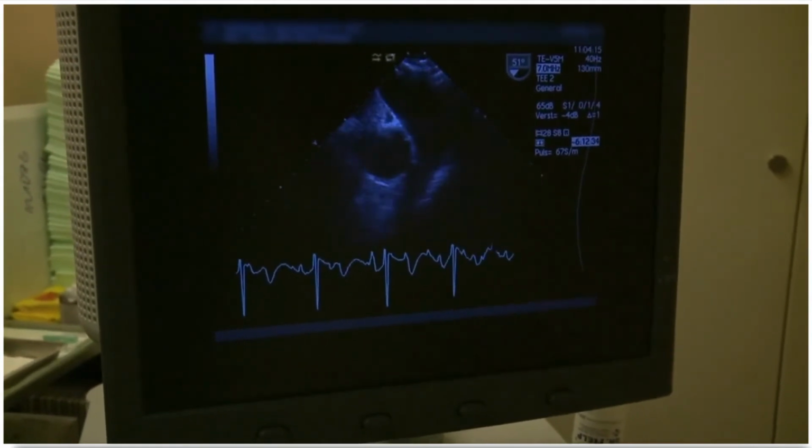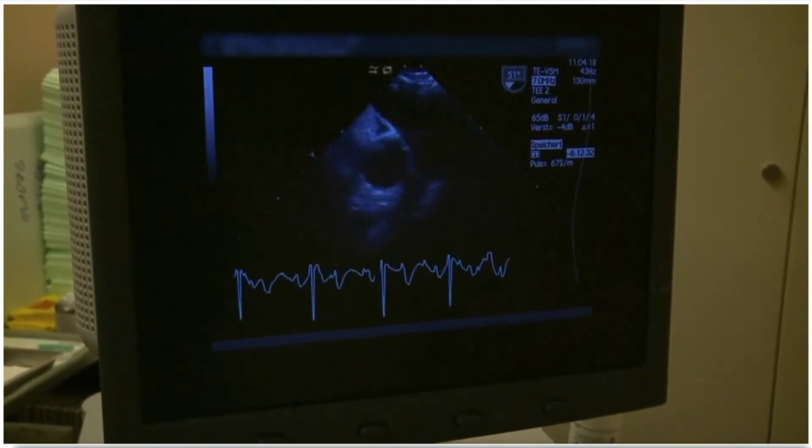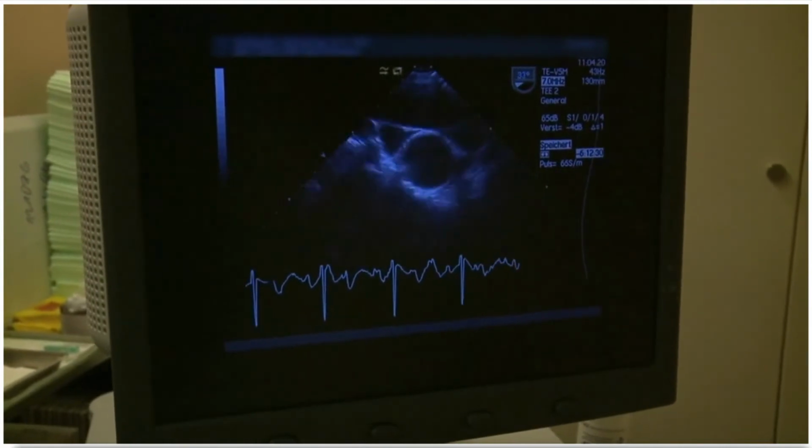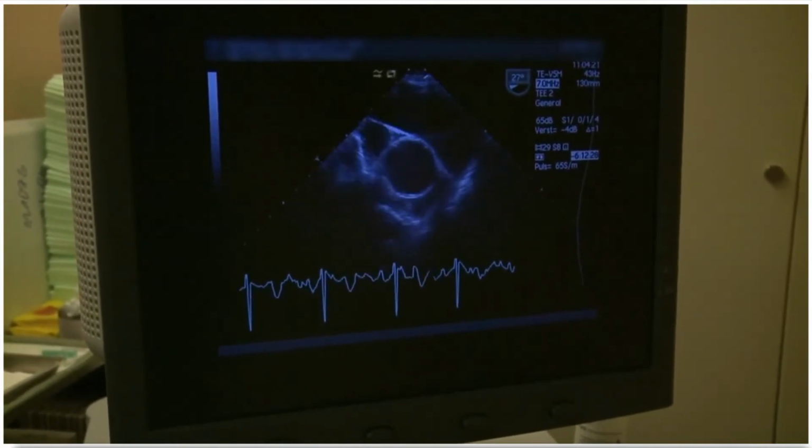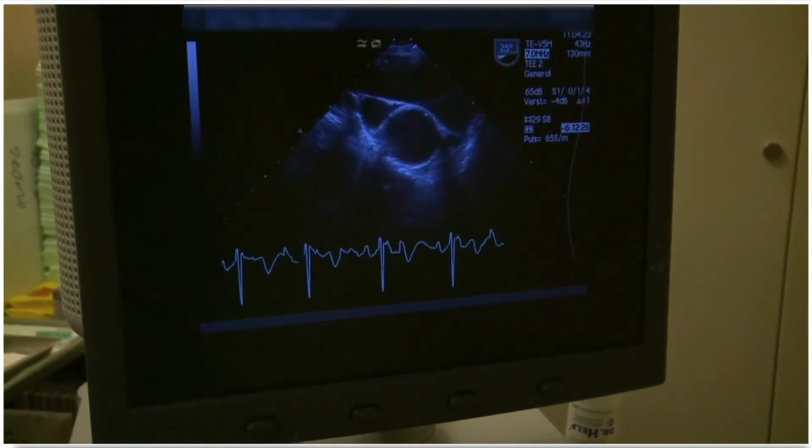Now, we usually don't perform all of the views which are possible. We focus on what is necessary, and usually an exam takes no more than maybe 5 to 7 minutes, unless there's some pathology we're unclear with. Then, of course, it might take a little bit longer. But we're trying to reduce the discomfort of the patient as much as possible.